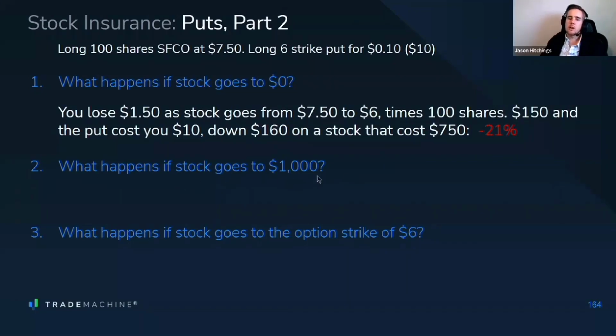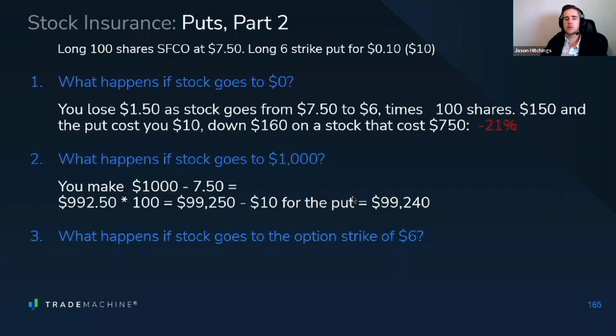And what happens if the stock goes to $1,000? Well, you have the right to sell it at 6, but you don't have to use that right. So if a stock goes to $1,000, you're just going to happily watch the stock right up to $1,000. That put isn't going to have any value, but it has very little impact. You're going to make $992 a share. You're going to lose a teeny bit for the put, and you still make a fortune.